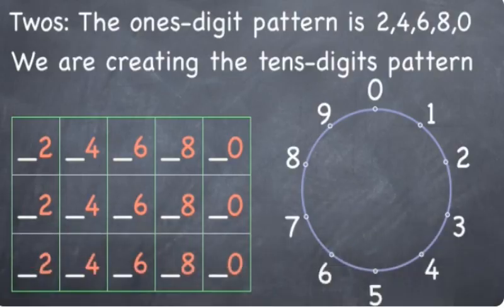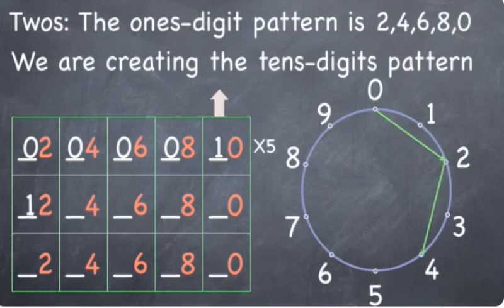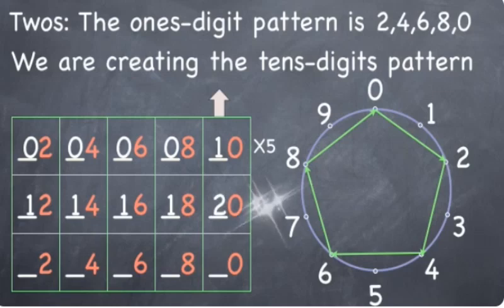The pattern of the tens digits. The tens digits start with 0 in front of the first 2. They continue with 0, and when the ones digits reach 0 on the number wheel, the tens digits go up to 1. Going around again shows 1, 1, 1, 1, and up to 2, creating 12, 14, 16, 18, and 20.